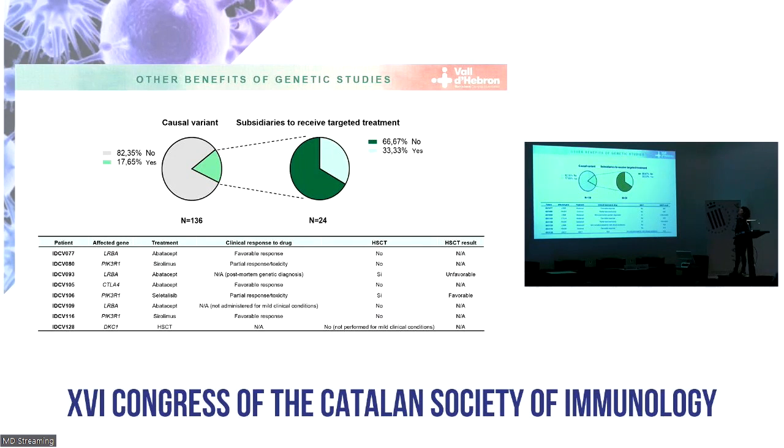receive a targeted treatment. Those patients are patients with variants in LRBA or CTLA4 that could benefit from the administration of abatacept. Also patients with PIK3R1 variants that can benefit from the administration of sirolimus or seletalisib, and one patient with DKC1 variants that could benefit from hematopoietic stem cell transplantation.